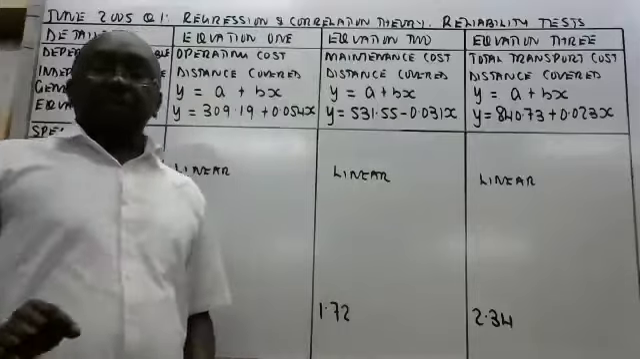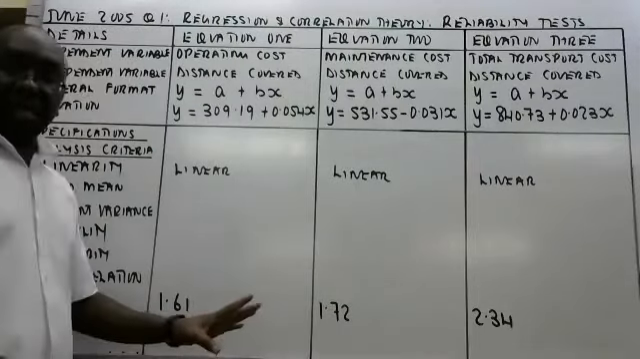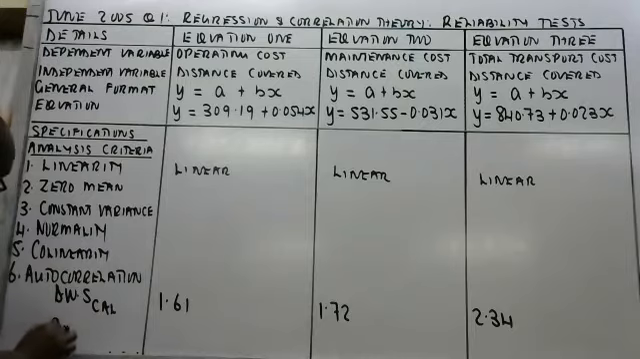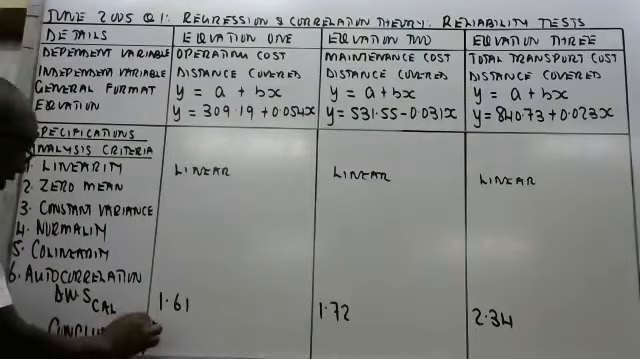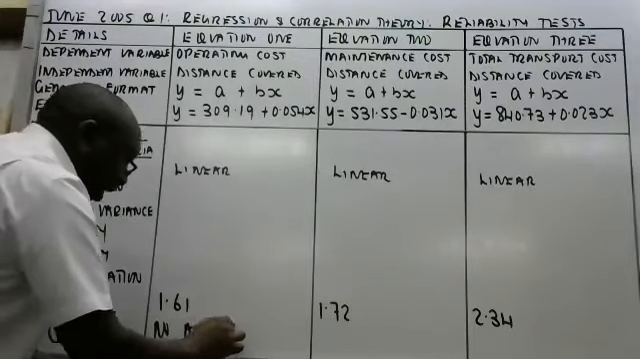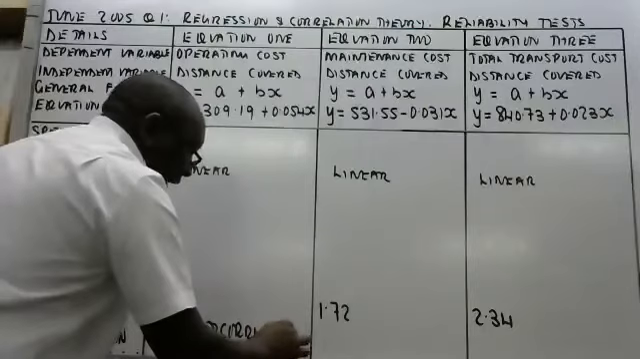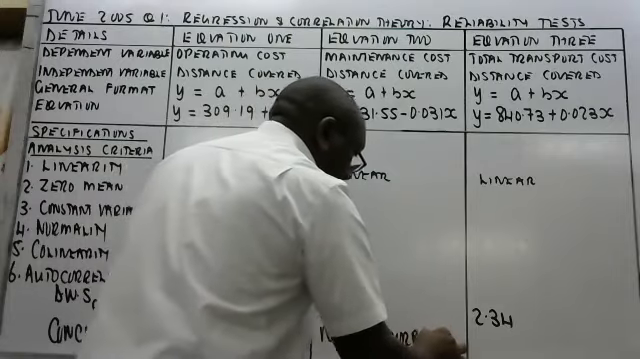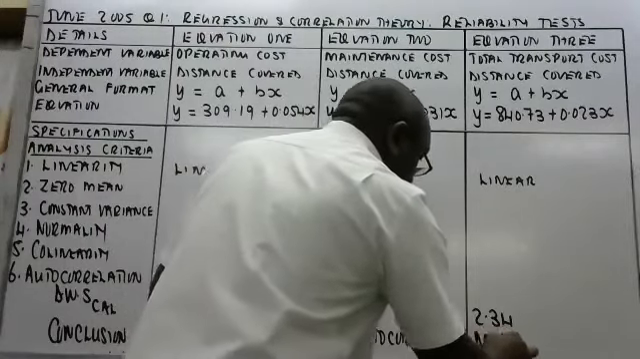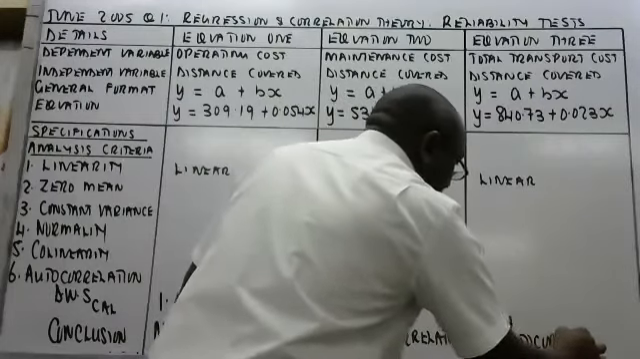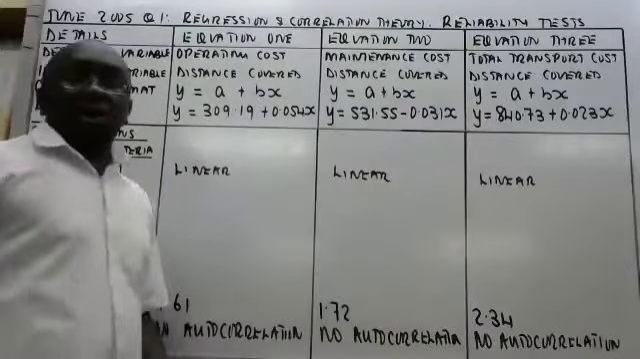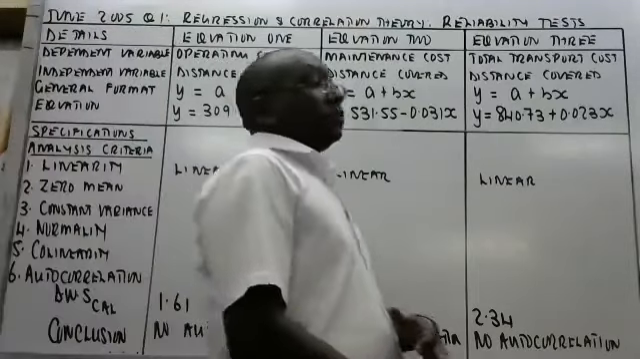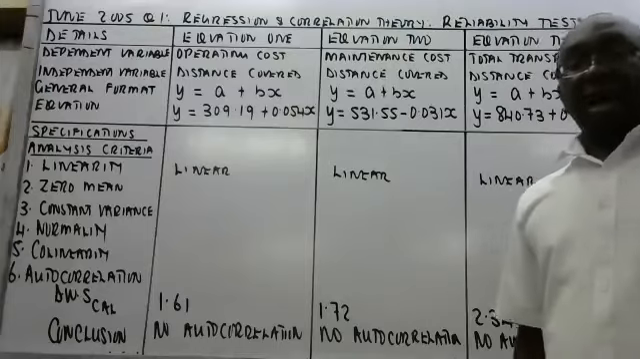Then I told you, if the calculated DWS is between 0 and 4, it means there is no autocorrelation. So what is the conclusion or the comment? No autocorrelation. This means no autocorrelation. Even this other one, when you see it like this, means no autocorrelation. Because all of them are between 0 and 4.